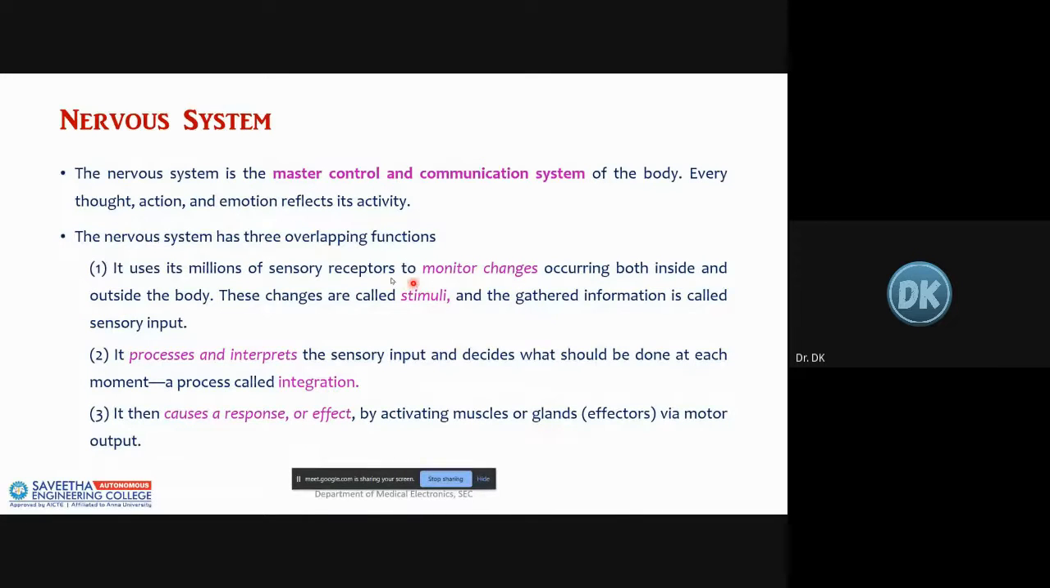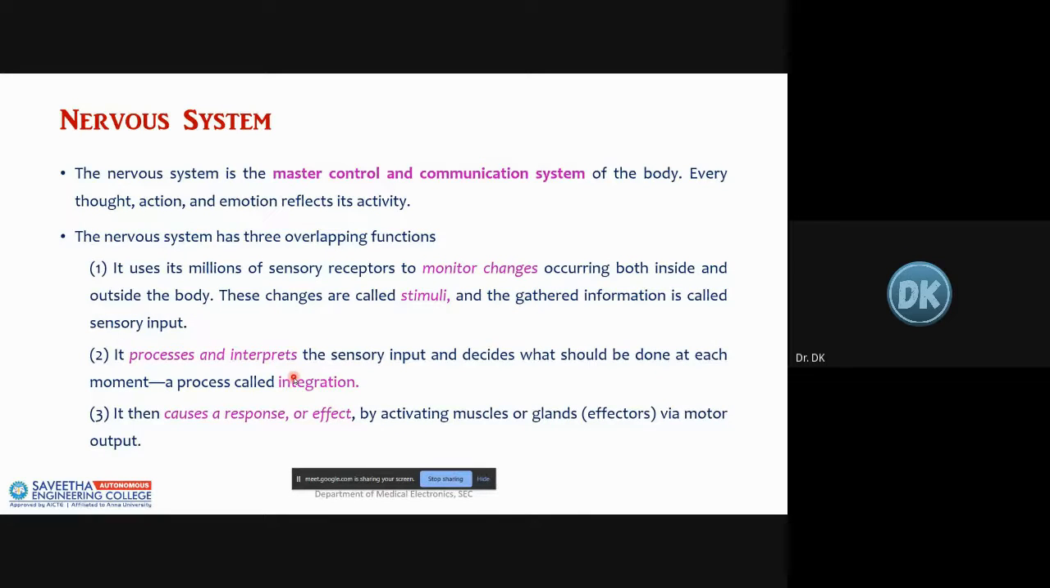First one is it has sensory receptors to monitor the changes. So if there is anything happening in the body, whatever change in the temperature or pressure of our body, first the nervous system will sense the changes. So these changes are called as stimuli. So this stimuli will be sent as a sensory input to the brain and the spinal cord. So in brain and your spinal cord, that is your central nervous system, what will happen is it will take the input data, it will process the data, and it will integrate the data.